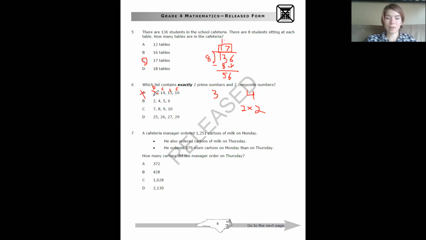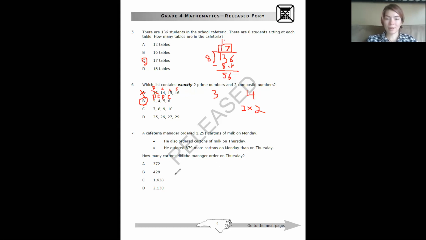For B, 2 is actually a prime number because you can only write 2 as 1 times 2. There's no other number that goes into 2. So 2 is prime. 4 can be written as 2 times 2, so it's composite. 5 is prime, has no factors. 6 can be written as 2 times 3, so that's composite. That means that B is our solution because there are 2 primes and 2 composites.